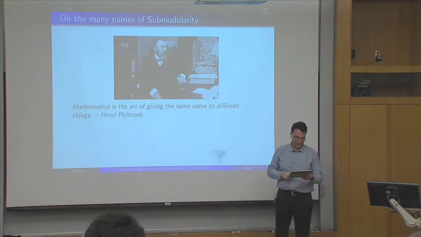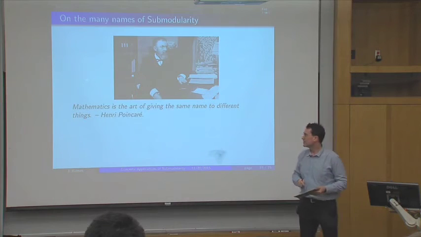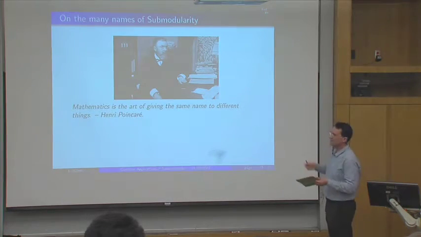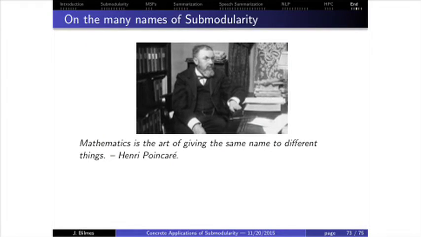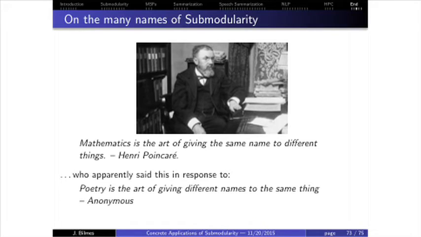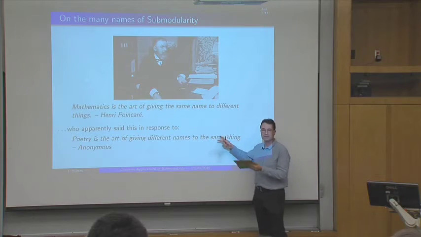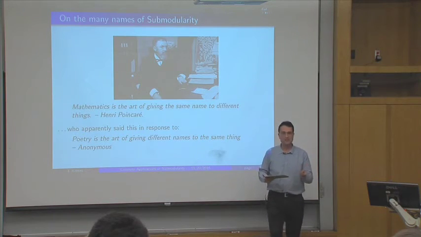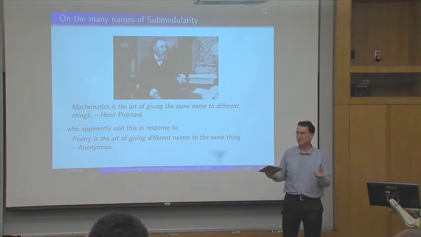I like to go back to Henri Poincaré, and that's my feeble attempt at French. Basically, he said that mathematics is the art of giving the same name to different things. But that apparently was in response to an anonymous poet who said that poetry is the art of giving different names to the same thing. So based on this, I think we can arguably say that submodular functions are a form of poetry.